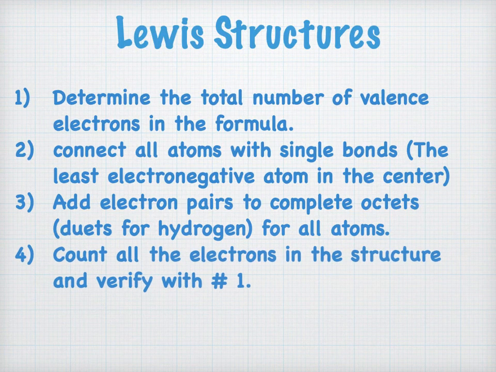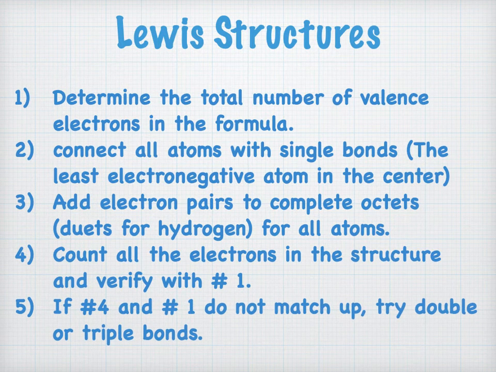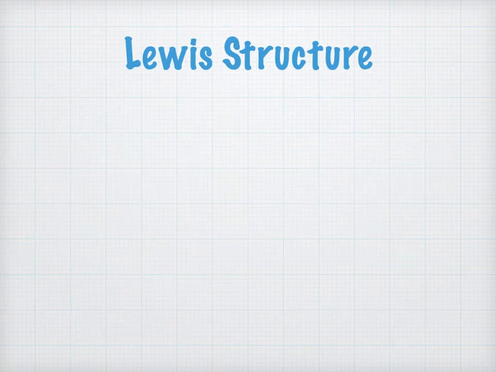And then finally, you want to count all of the electrons in the structure and make sure you have no more electrons than you started with. We're really just rearranging, trying to figure out which ones are shared and which ones are not shared. If you do step 4 and you find that you have the wrong number of electrons, it's probably because you have some double or triple bonds. So you need to try double bonds, rearrange your dots, see if you can get your total number of shared and unshared electrons to equal what you found in step 1. And if double bonds don't work, you can try triple. So let's go ahead and put it to the test.